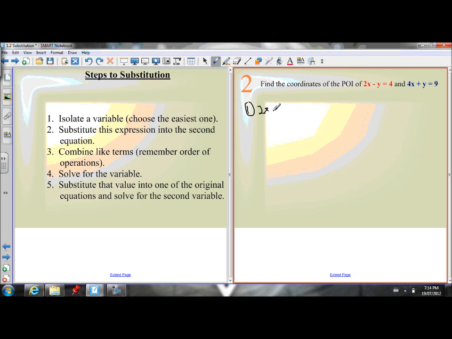So I have 2x minus y equals 4. My second equation, I have 4x plus y equals 9. I'm going to isolate a variable. When I'm choosing a variable to isolate, remember I'm going to choose one that has a coefficient of 1. I'm going to isolate this y right here. It's already positive. Actually, I'm going to do an example where I'll show you where you might make mistakes. So I'm going to isolate this y here.